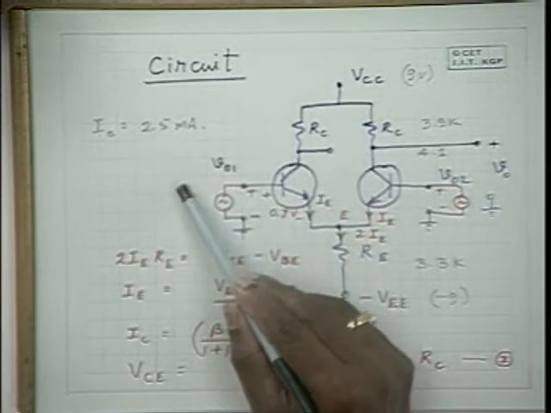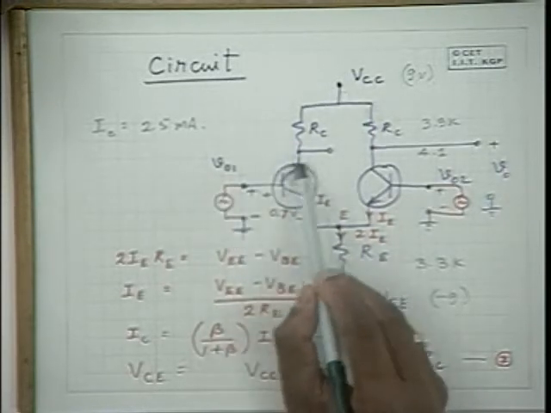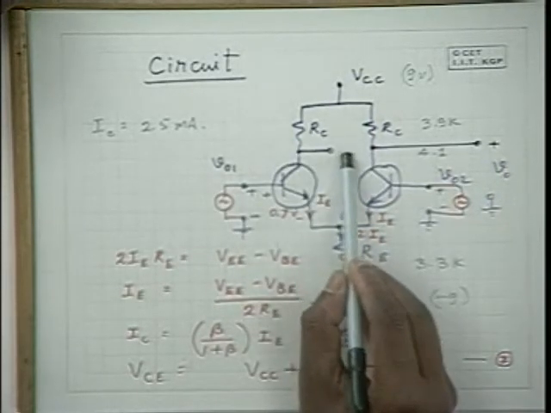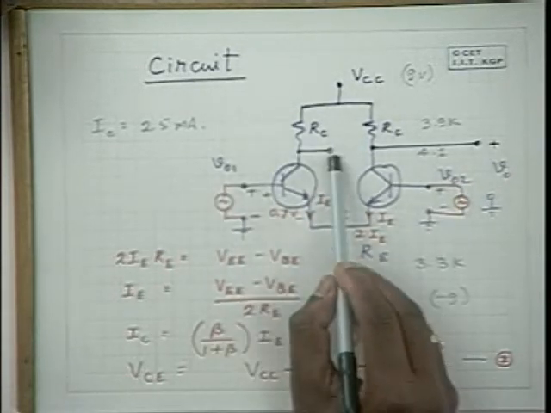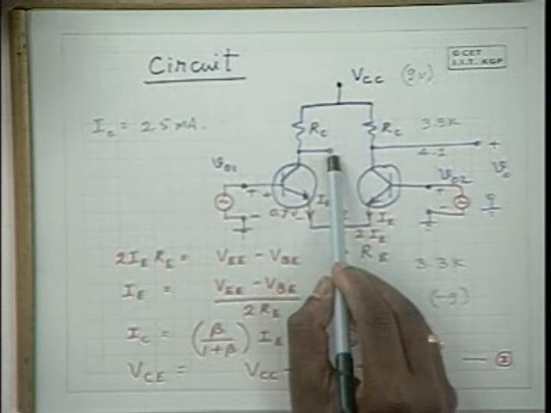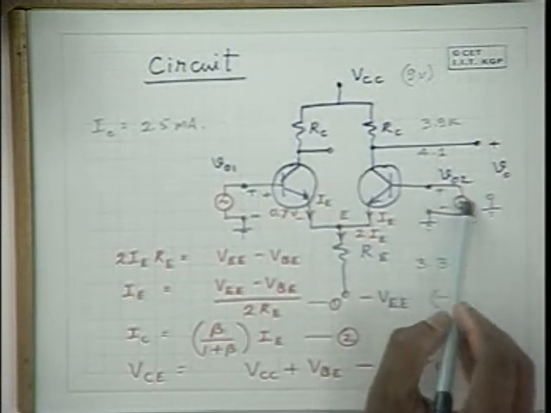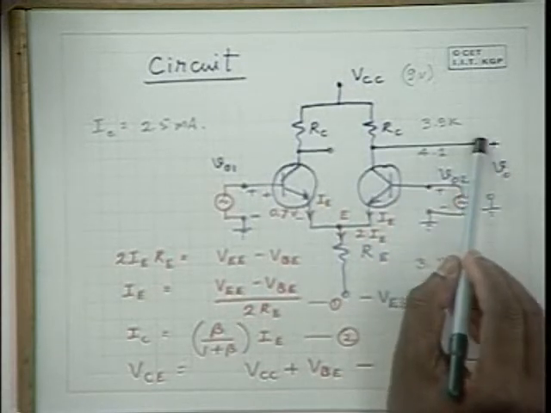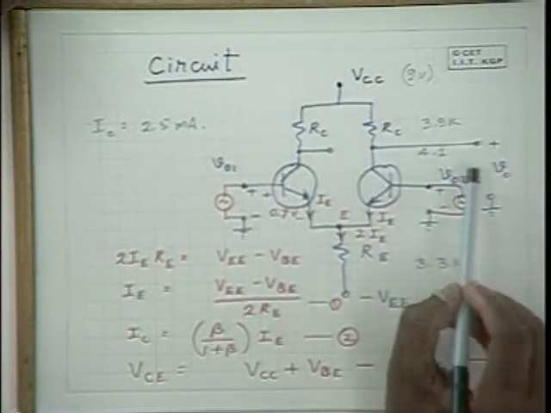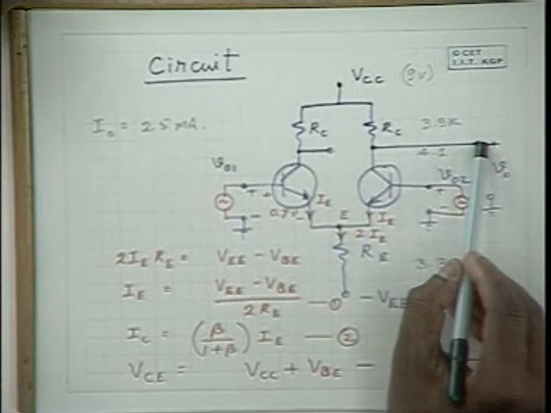Therefore, for a voltage applied here, at this point you will get, with negative gain, some output over here. Similarly, for a signal applied here, you will get a large output with opposite sign here.